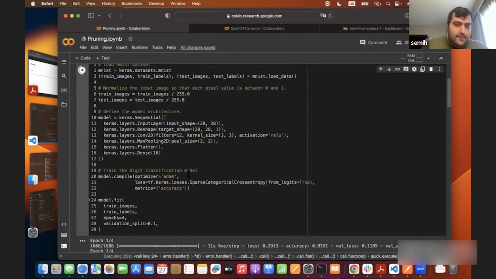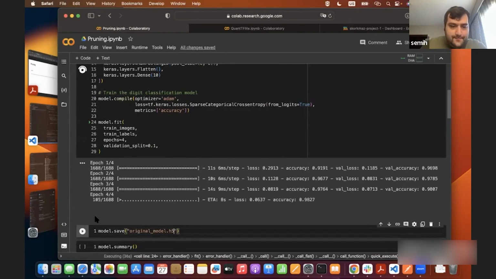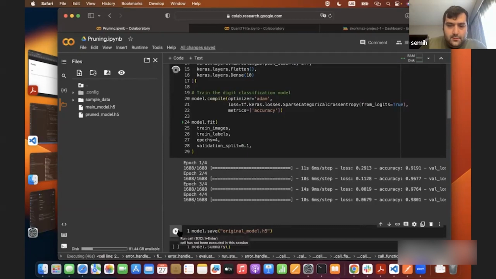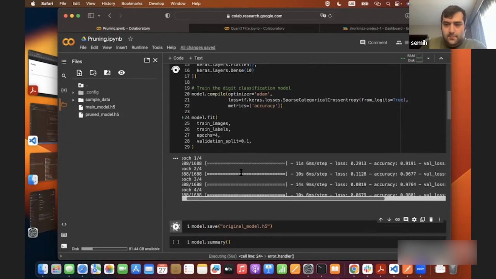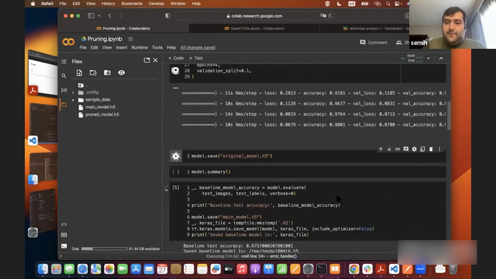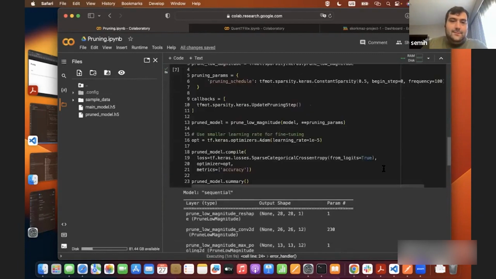Let me try to save this model in here, general model.h5. Hopefully I should be able to do that. I have the pruned model. You see, it's the validation split. It's just a little bit better compared to what we had in the pruned version. We had only 97.62, so very competitive to the original model.